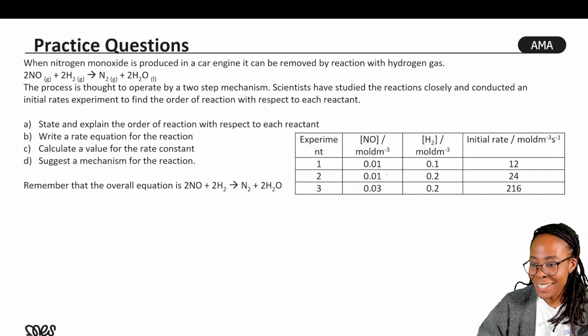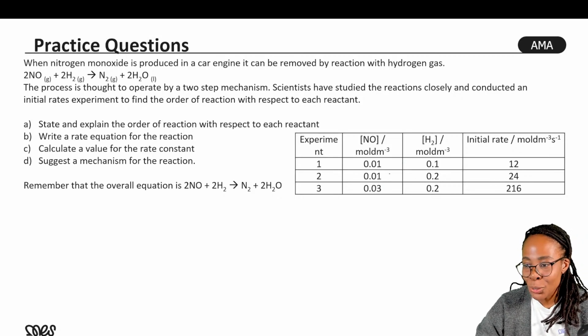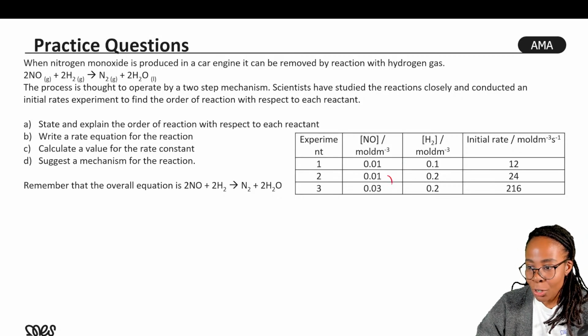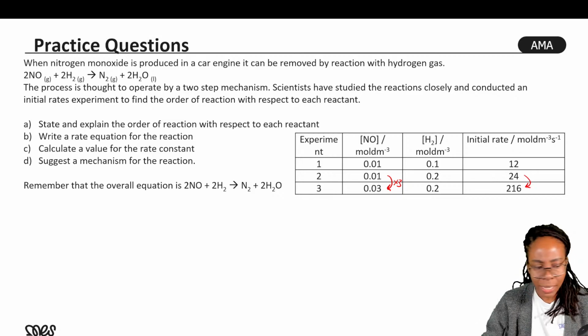Absolutely, star platinum. I mean, you're living up to your name, 2 and 3, because our concentration of NO is changing, but our concentration of H2 is staying the same. So our concentration of NO has been multiplied by 3. Our rate, what's happened to the rate? What's that gone up by?